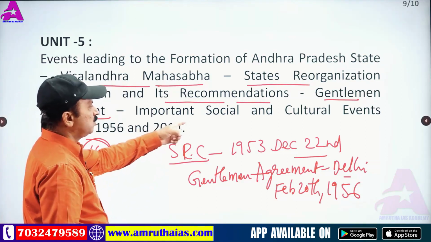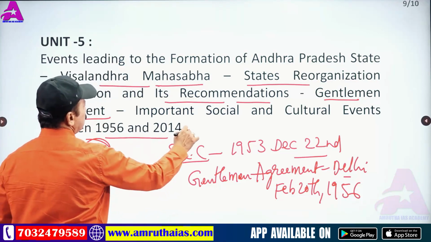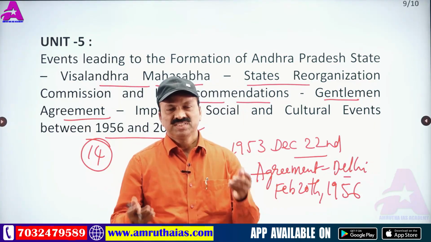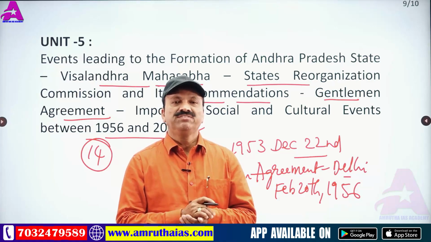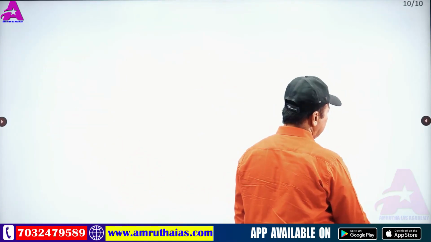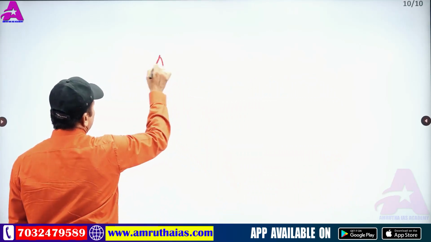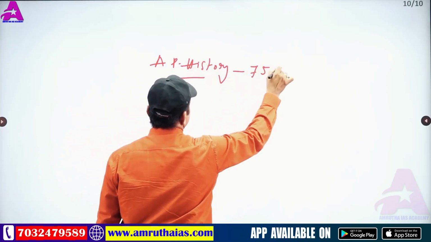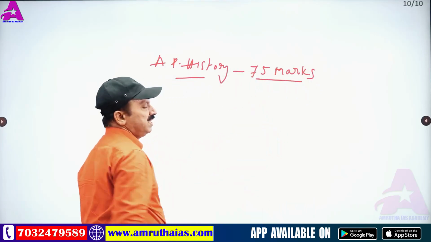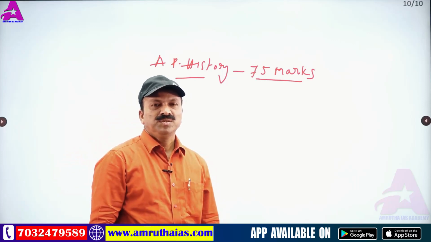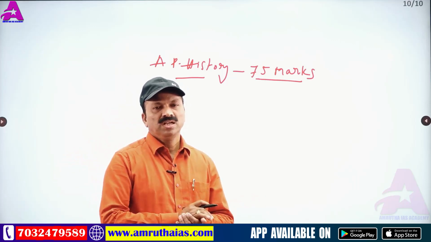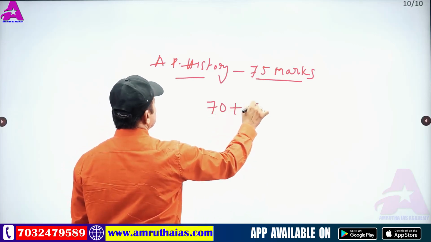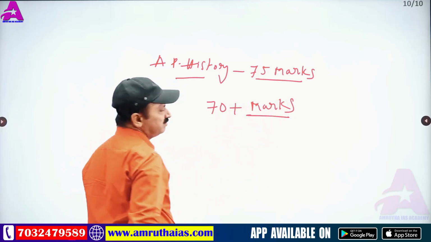14 points. Important social and cultural events between 1956 and 2014. These are all the areas we have to see in AP history. So my dear aspirants, once again I am telling you, AP history carries 75 marks. You know well, the notification is going to be issued now, so you can score good marks, 70 plus marks you can score from AP history.